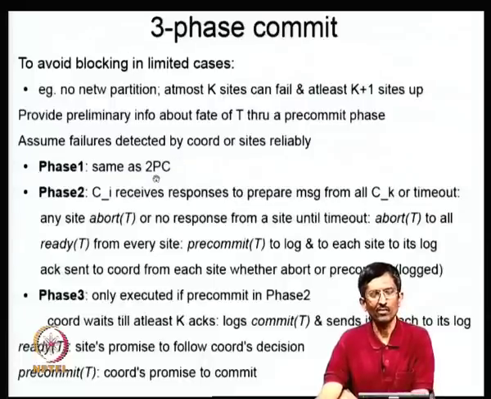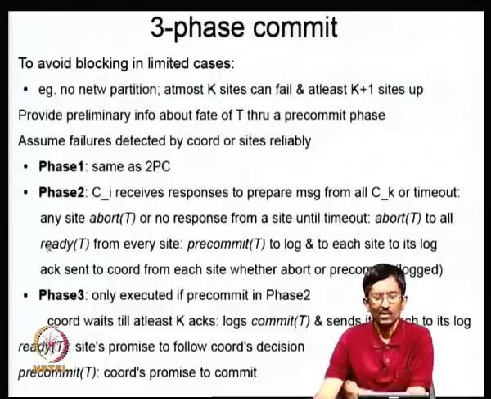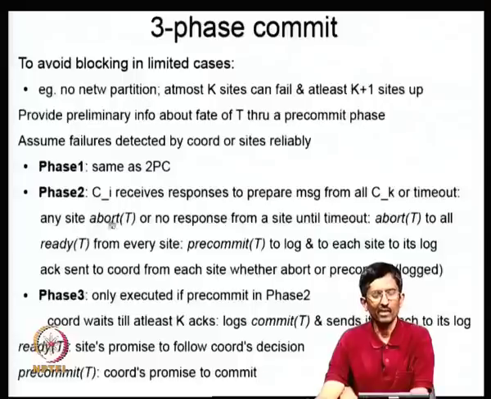In phase 1, it is the same as two-phase commit. What is involved here? Basically requesting each site to respond, and each site responds by saying whether they're ready or they're going to abort. Okay. So Ci receives responses to the prepare message from all Ck, or timeout. If any site aborts T or there is no response from a site until timeout, we abort it. We send abort to everybody. Otherwise, ready T from every site.